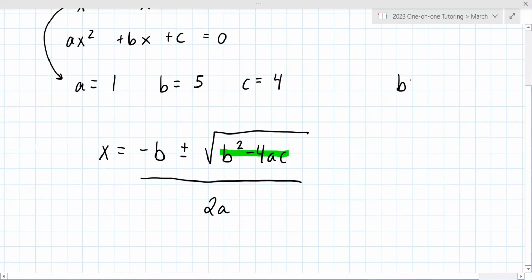So if you need to, you come off to the side and write b squared minus 4ac. Best to put it in parentheses.